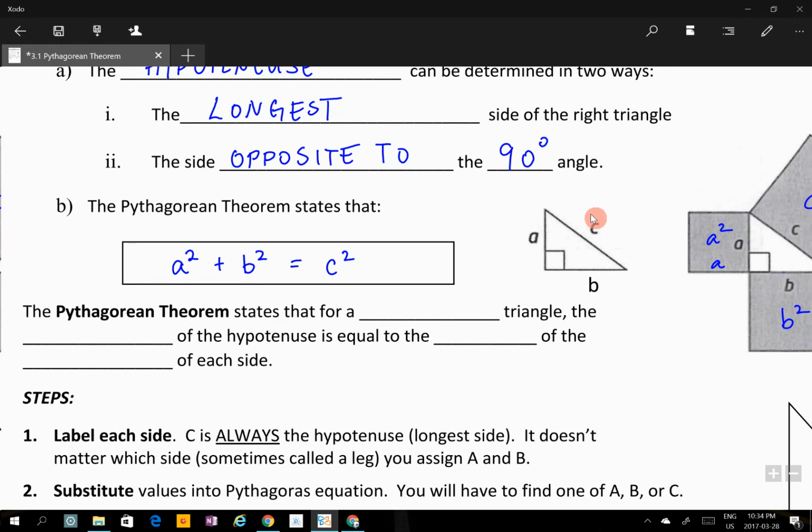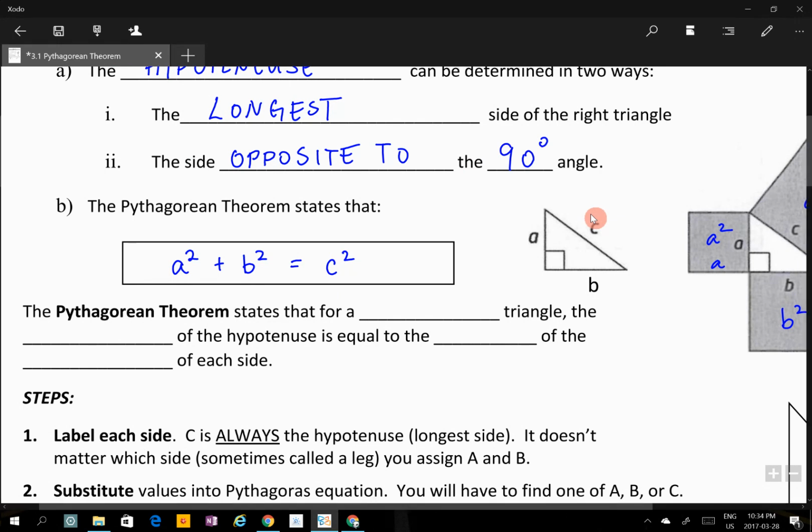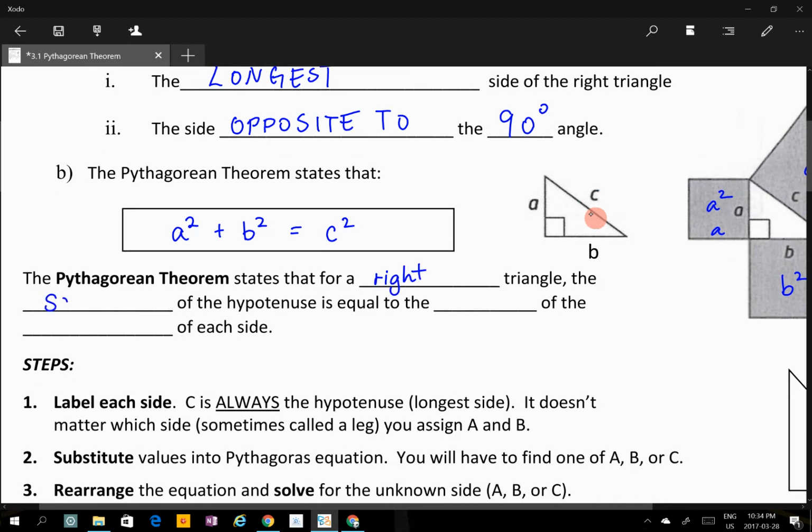So the Pythagorean theorem states that for a right triangle, the square of the hypotenuse is equal to the sum of the squares of each side.